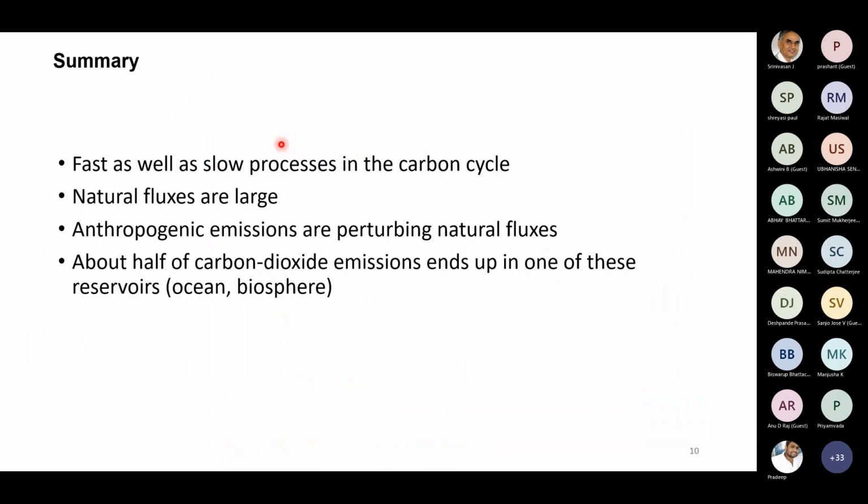Okay, in summary, I'll just summarize the main messages. There are fast and slow processes in the carbon cycle, which have to be modeled and are included in some respect. The main fluxes are included in some respect in Earth system models, which represent the carbon cycle. Fast processes involve uptake of CO2 by the surface ocean, as well as by the biosphere, that is trees and vegetation. Slow processes are mainly the weathering of rocks, as well as a slow transfer of CO2 from the surface to the deep ocean. And about half of CO2 ends up in one of these reservoirs.